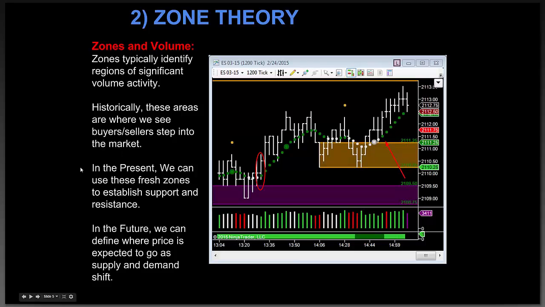So that in the present, we can see price responding to those levels, okay? And in the future, we can predict where price is going to go so that we can use this for an entry in the present, and in the future, we can use these levels as target zones, okay? So it really is a way, in the most simple terms imaginable, to buy low and sell high, okay? So that's all we're trying to do.